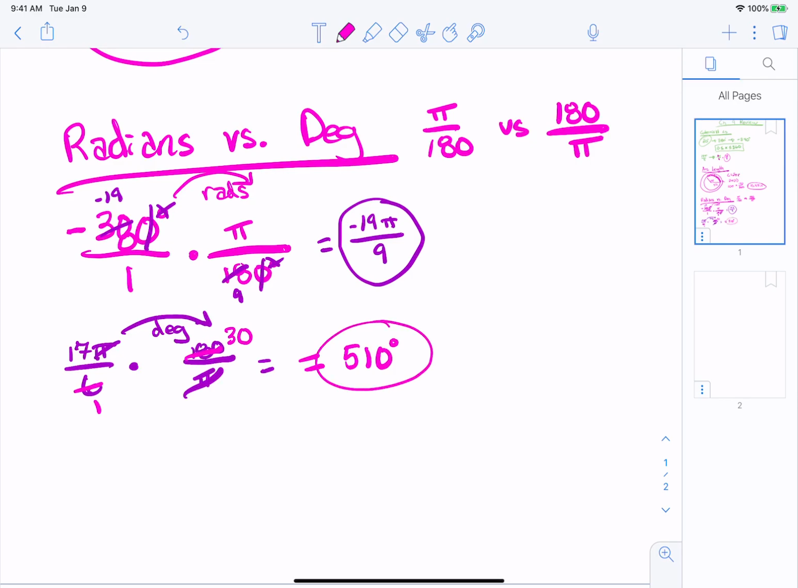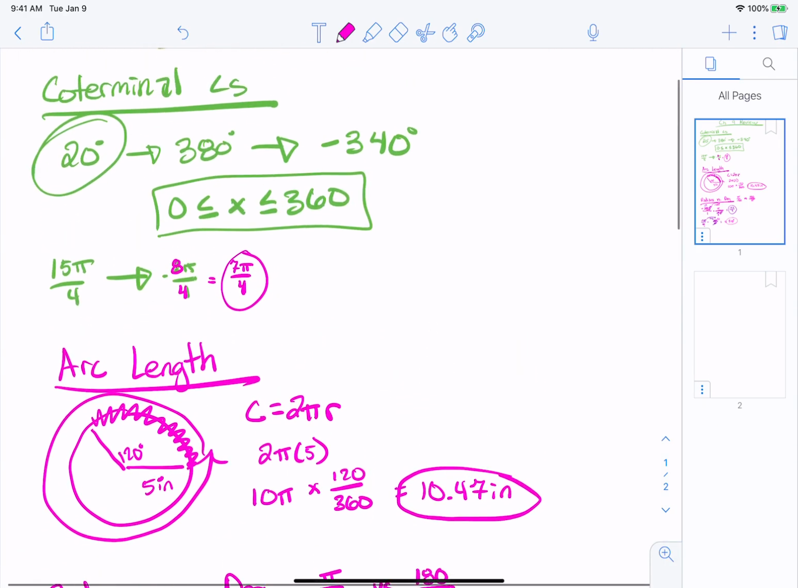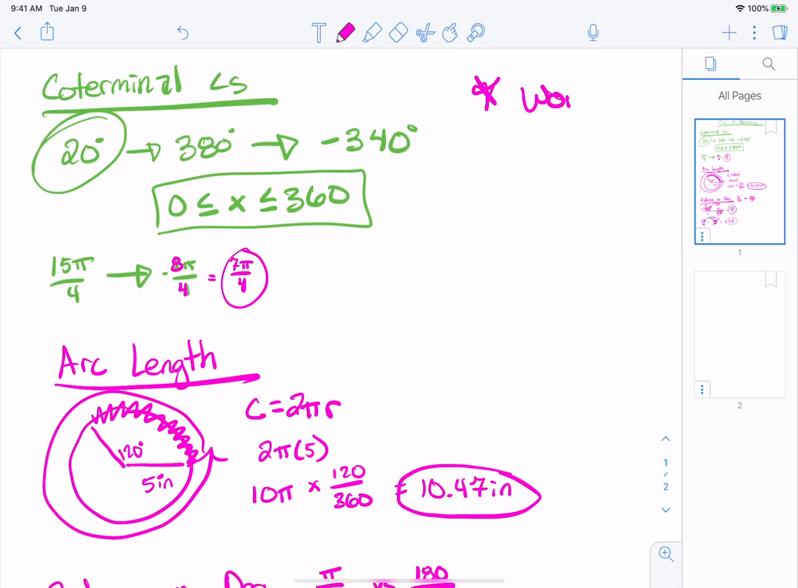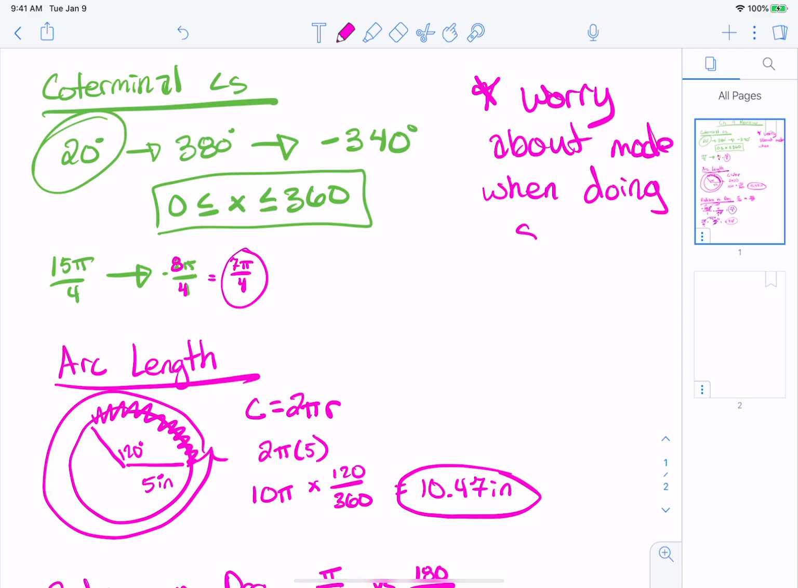So radians versus degrees, that's conversion between the two. So does it still matter where... No. The only time you have to worry about the mode that your calculator is in, I'm gonna maybe put a little thing here. Worry about mode of your calculator when doing sine, cosine, tangent of things. That's the only time you have to worry about the mode of your calculator, is when you're doing sine, cosine, and tangent.